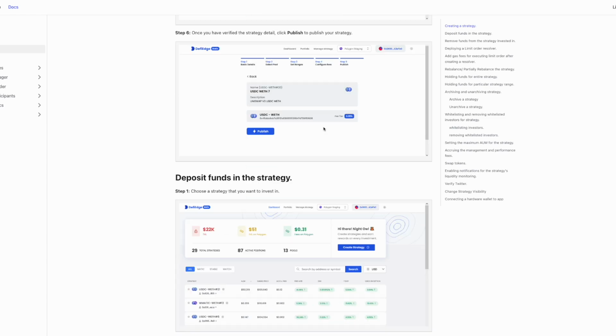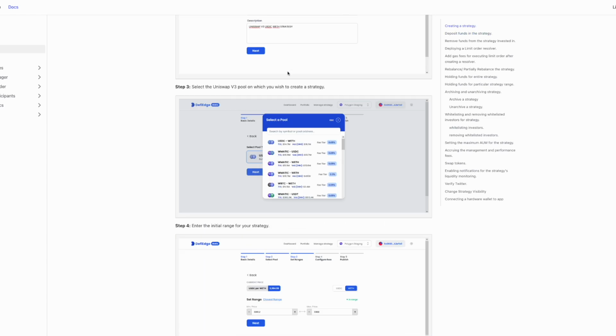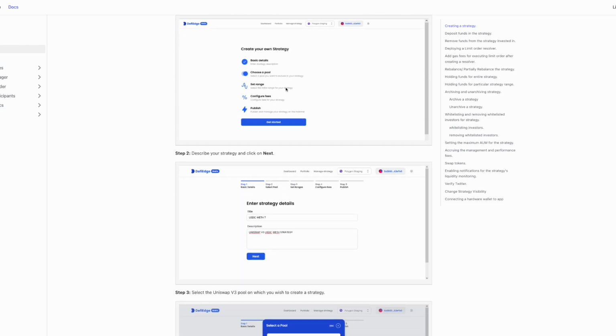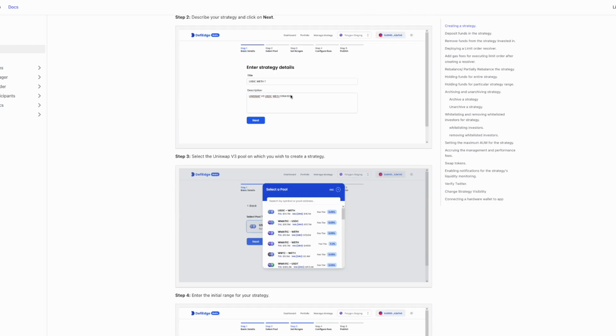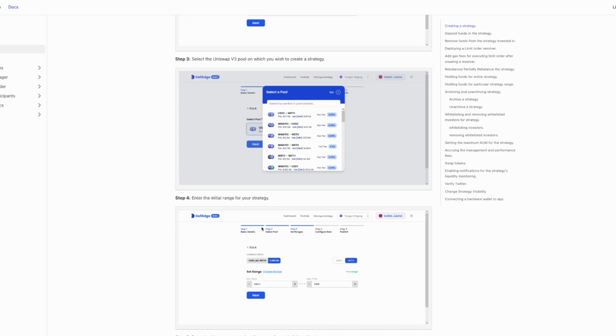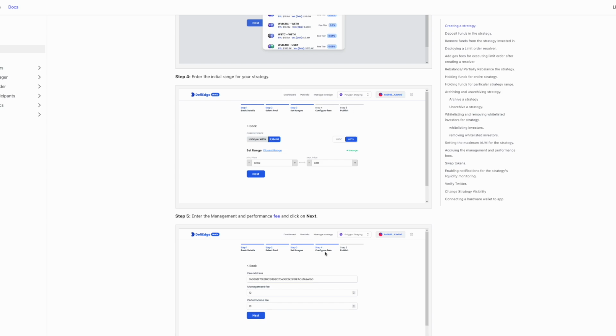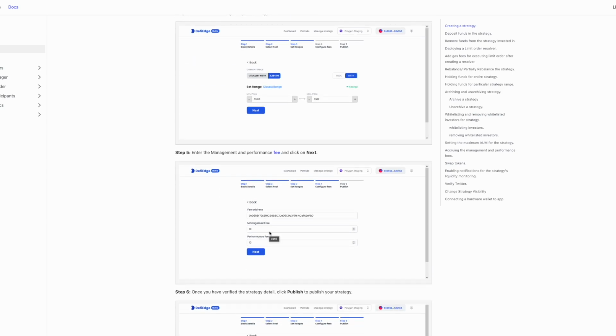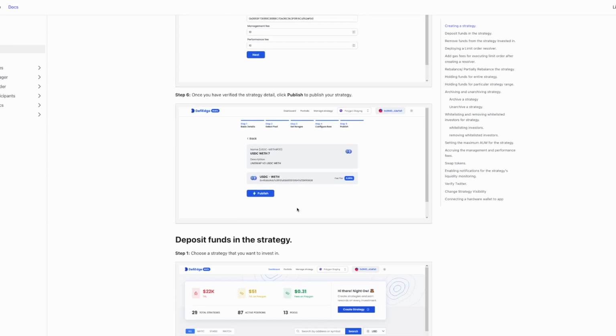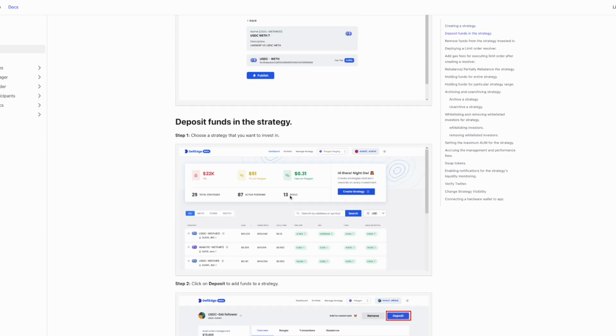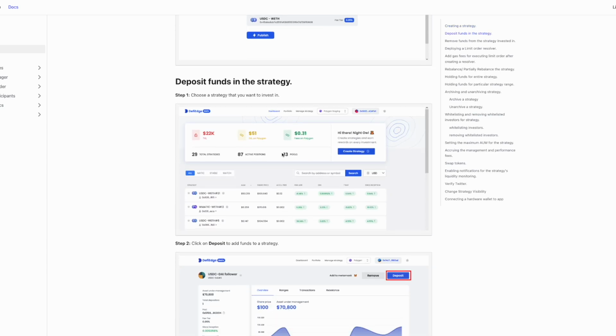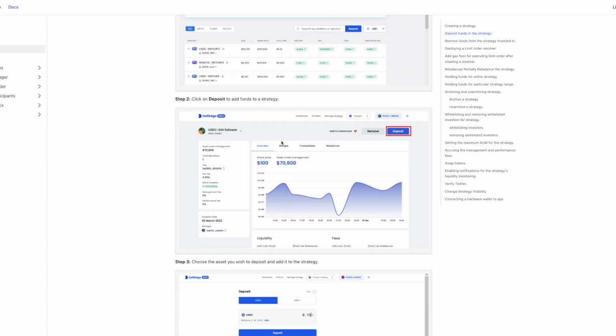Okay, so let's go down through this list here. The first thing he's going to do is create a strategy, and like I said, he's going to name it, or whatever. He can set the initial ranges of the concentrated liquidity and set the management fee and the performance fee, and then publish it, and then it'll deploy an actual contract, like a vault contract. Okay, and he can also be a user, so it's inside here as well. So you can deposit into it.